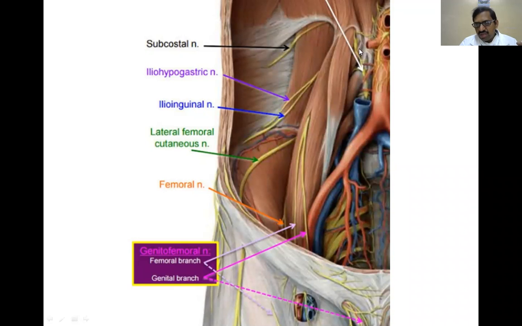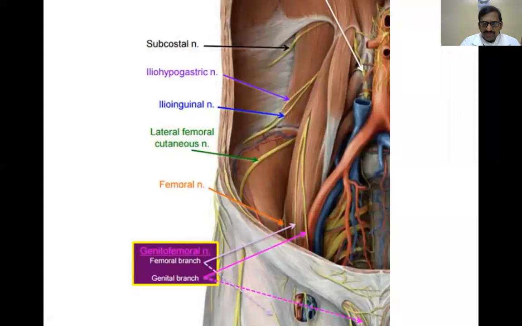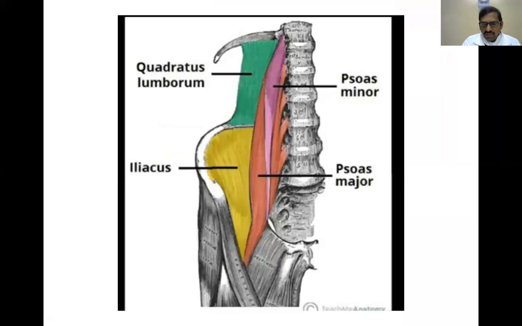It takes origin from the bodies of the lumbar vertebrae and intervertebral discs, in between the two bodies of the lumbar vertebrae, and it runs downwards and laterally, and it crosses the pelvic rim. Then it enters into the pelvis, and finally it reaches the lesser trochanter, the tip of the anterior surface of the lesser trochanter. That is the insertion of the psoas major muscle. In the pelvis it passes along with the iliacus muscle.